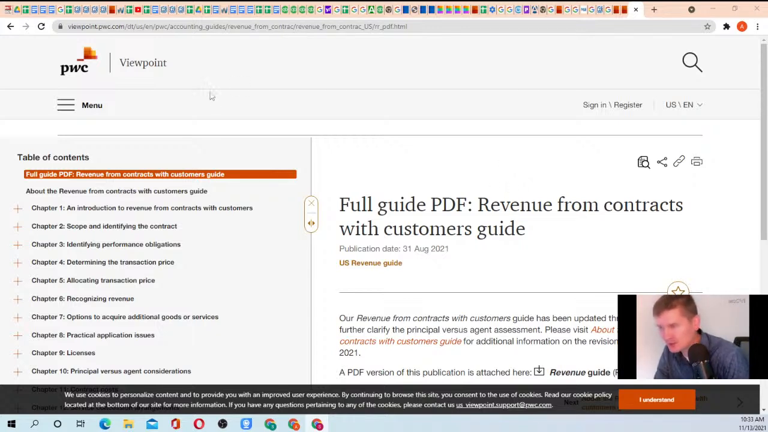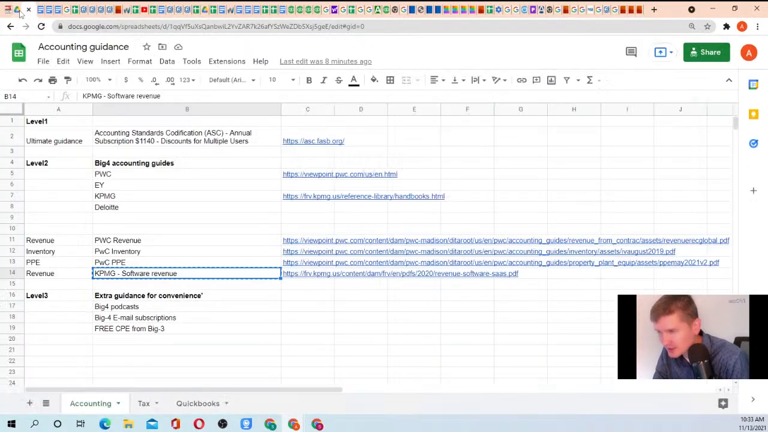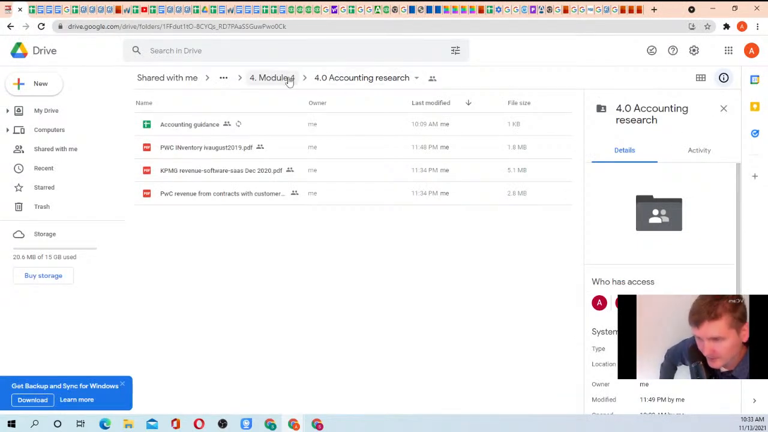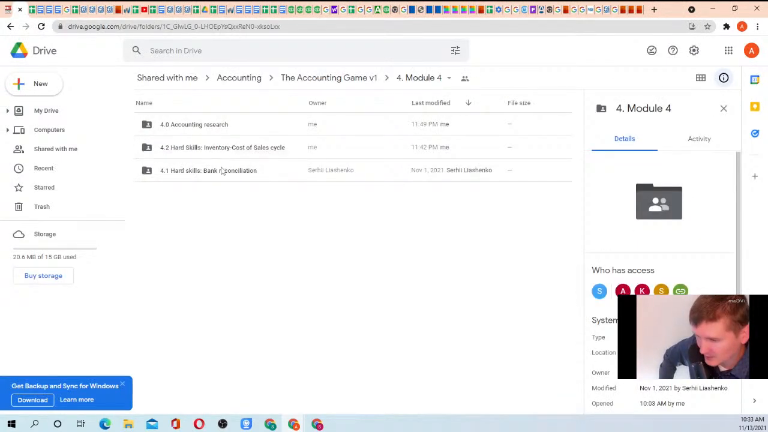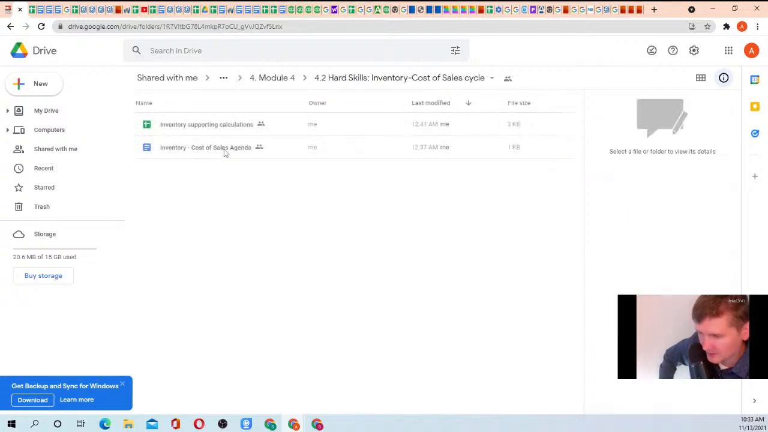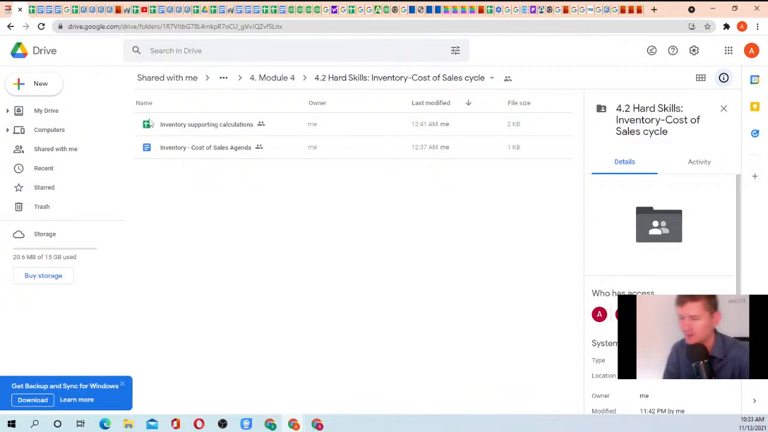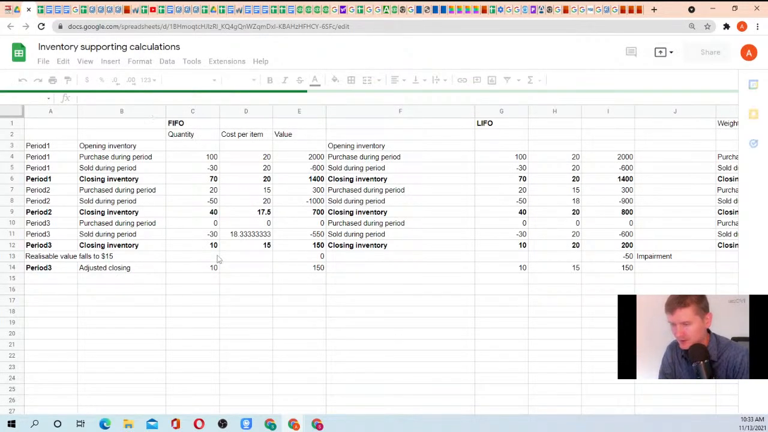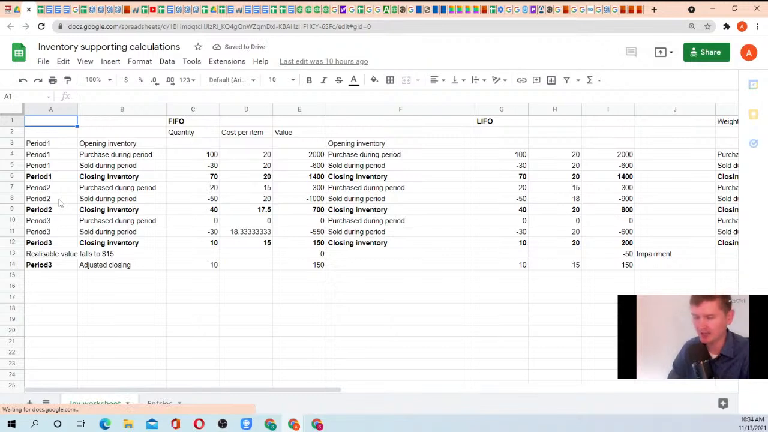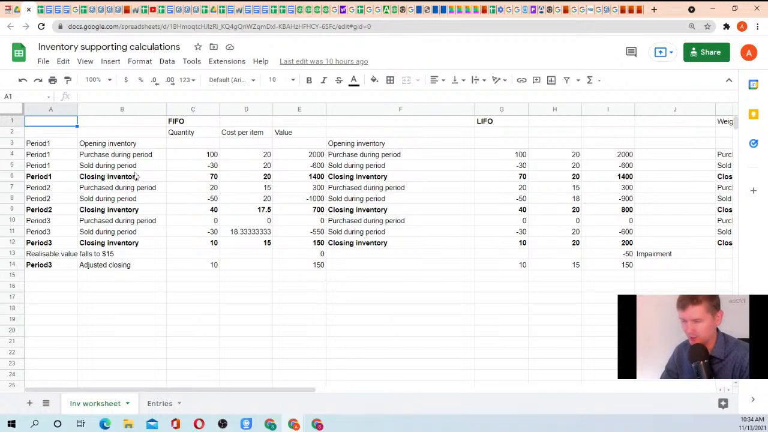And I will give you an example here. I was even working on some examples yesterday. That should be the inventory and cost of sales cycle. So that is a bit complicated example, but I will try to show you what I'm trying to explain. So let's take this example.